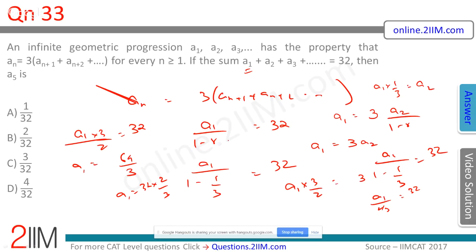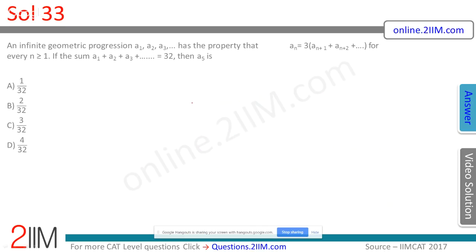Then A5 is. I'm going to do this all over again. I'm making some mistake here. I'm going to fix that. An is 3 times the sum of all terms. So A1 equals 3 times A2 plus A3 all the way to this. So A1 was 3 times A2 by 1 minus r.